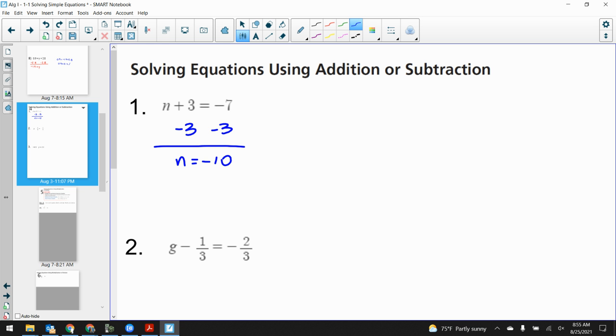Good. Does everybody see how I'm setting it up like that? That's the way I want to see it. So on your homework tonight, when you go to do number 2, write the original problem. Do the inverse operation. Horizontal line, answer. Original problem. Inverse operation. Horizontal line, answer.